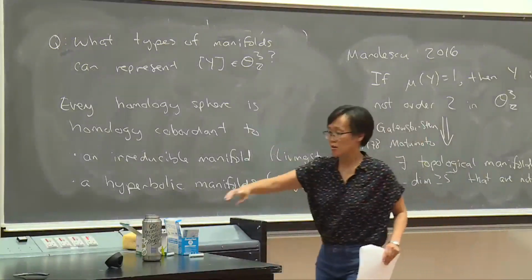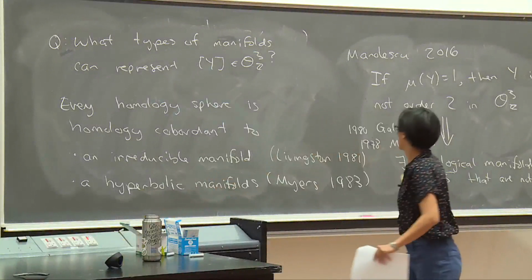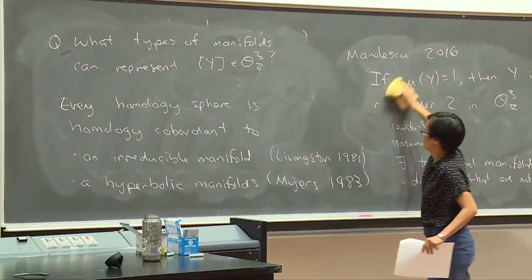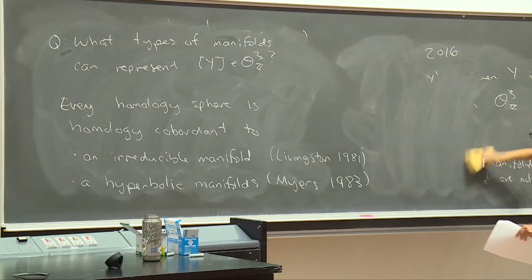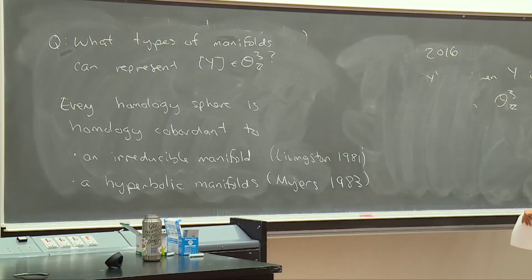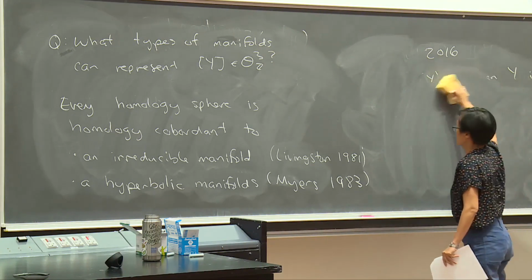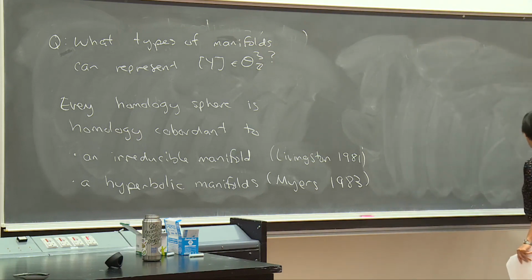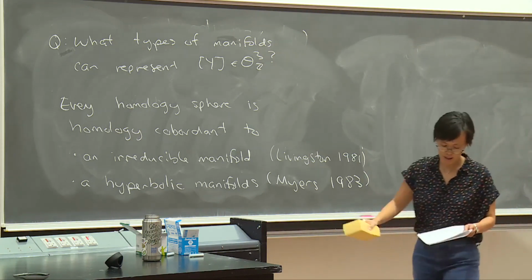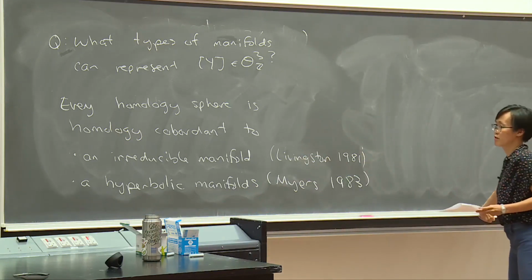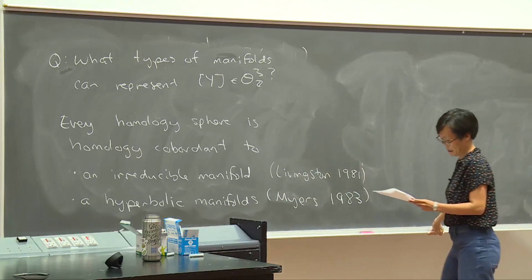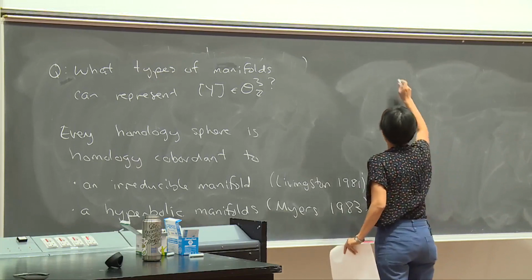Okay, so in light of these results, you might ask, what other families of manifolds are or are not sufficient, such that any three manifold is homology cobordant to that type of manifold? So the first interesting result in that direction was in 2017.